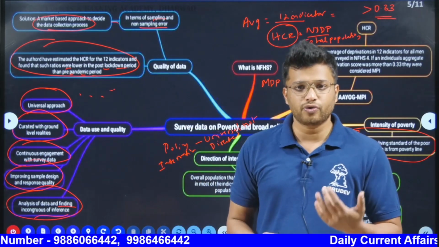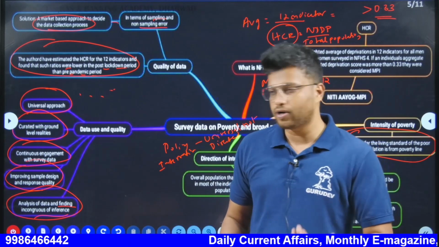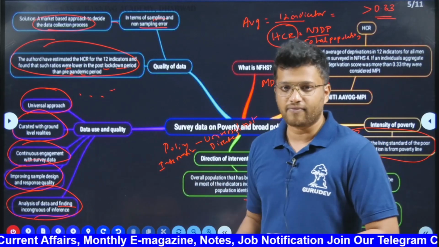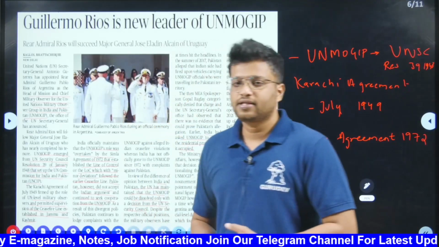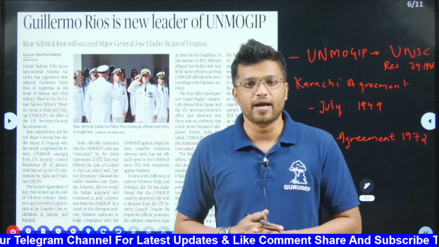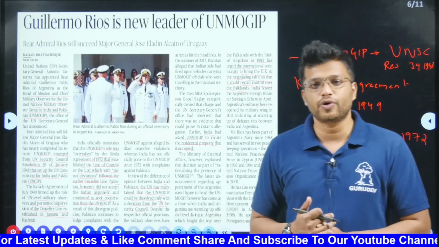So I want you all to read the editorial. It is straightforward. You'll understand it in one go, and then you can copy all the mind map that I've done here. Then this is another news that has come up. Guillermo Rios is the new leader of the UNMOGIP. Firstly, you have to understand what UNMOGIP is.